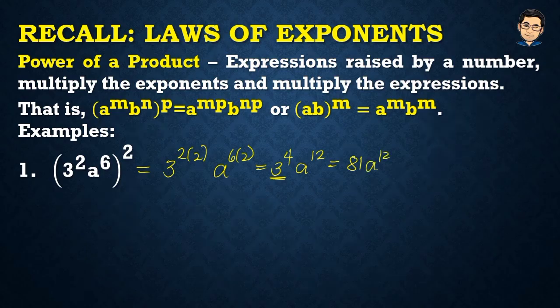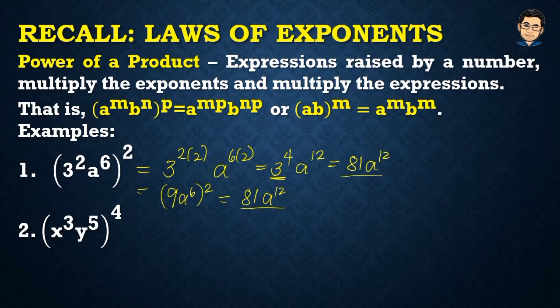So, pwede rin po natin na i-express muna yung 3 squared. Okay, so 3 squared, that is 9. And then, copy a raised to 6, tsaka natin i-raise sa 2. So 9 squared, that is 81. A raised to 6 squared, magiging 6 times 2, 12. So as you can see, pareho lang po naman na sagot ang nakuha. So let's have number 2.